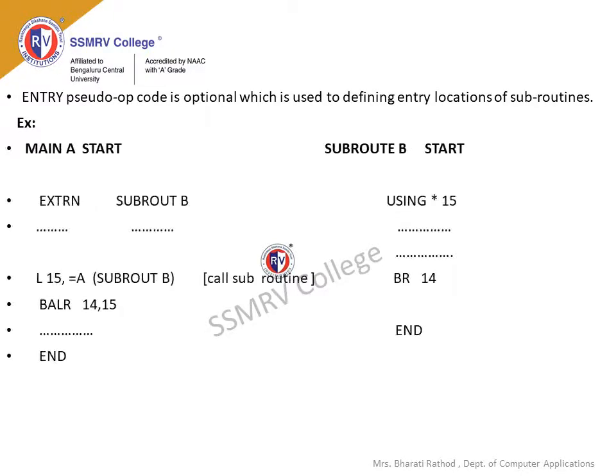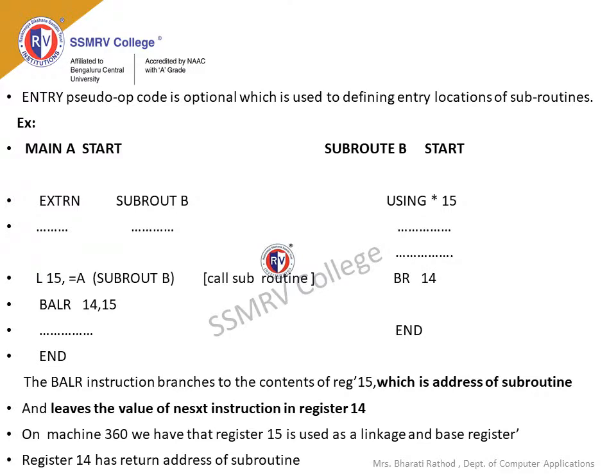For example, consider a main program A and a subroutine program B. Start is a pseudo-op, external is also a pseudo-op, which tells the loader that these symbols are used in one program but referred to in another. The BALR, branch and link instruction, branches to the contents of register 15, which is the address of the subroutine. On the machine 360, register 15 is used as a base register, and register 14 has the return address of the subroutine.